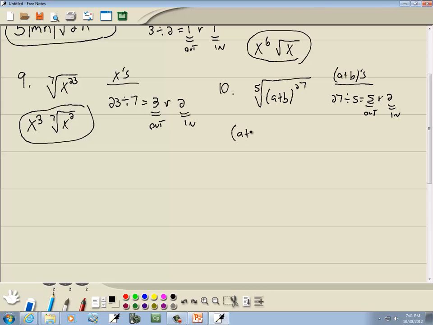So we're going to have 5 a plus b's come out, and we'll have 2 a plus b stay in. Now our index is odd, so we don't need to worry about the absolute value bars. And that's our answer.